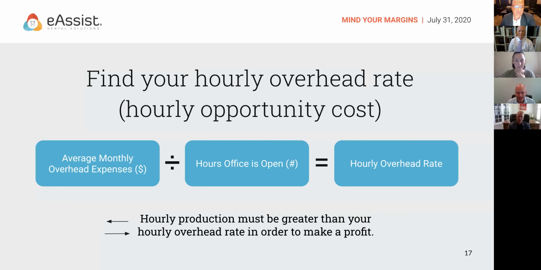So we already just talked about what we're defining as overhead expenses. It's everything outside of the dental income. And so now we're going to calculate your rent, your supplies, your lab bills, all that's included, and all those expenses. And then we're going to figure out the number of hours the office is open in a month. And we're going to divide the expenses by the number of hours we're open. And now we know exactly what it costs us every hour we're open, have the doors open.